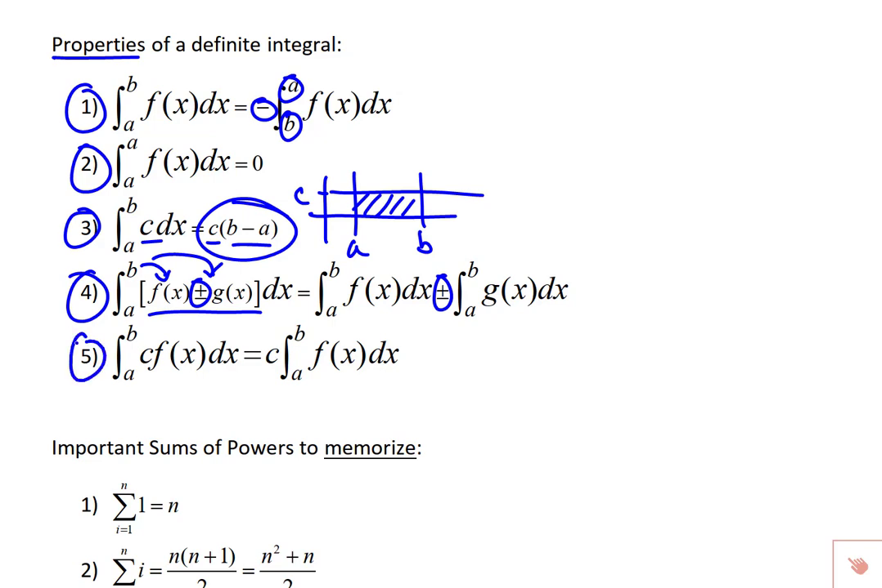And then fifthly, we could say the integral from a to b of c times f of x, where again c is just some constant, is equal to c times the integral from a to b of f of x dx. So notice what happened here.